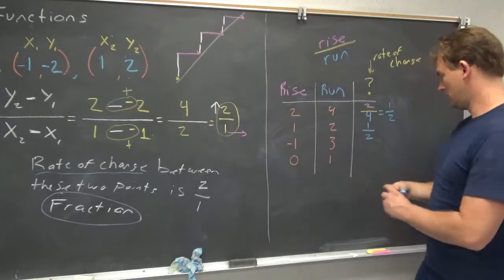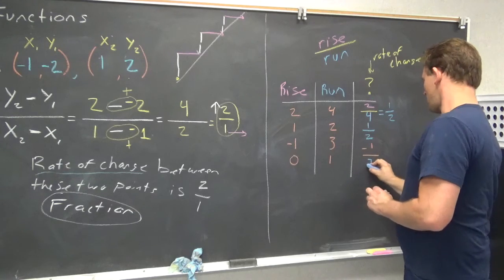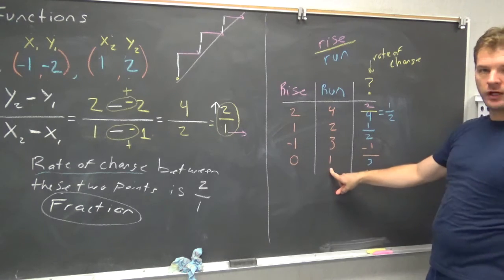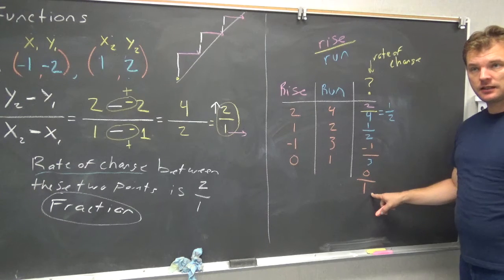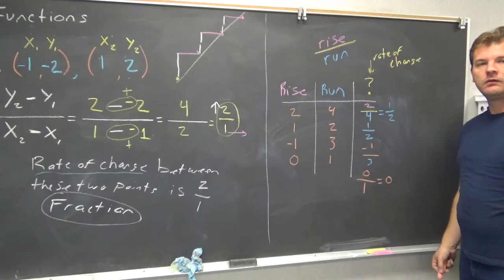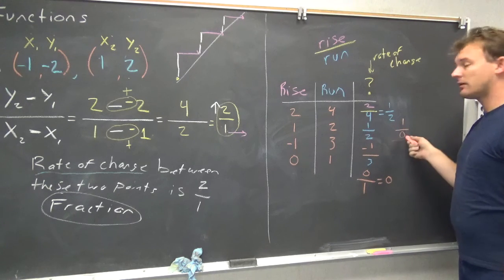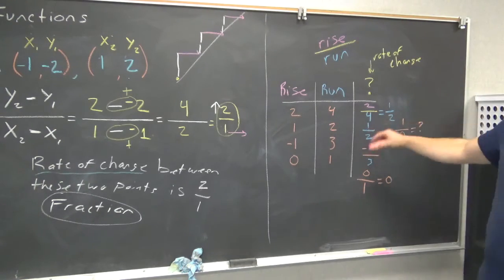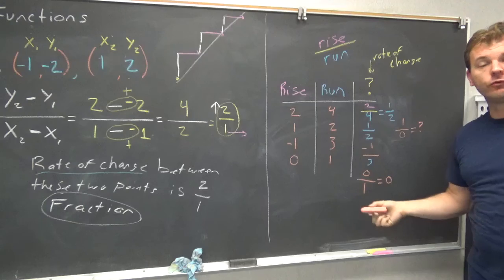What's the rise here? -1 divided by what? 3. What's the rise here? 0. What's the run here? 1. Do you remember what 0 divided by 1 is? It's 0, right? If it was the other way around, if you're dividing by 0, then you have a problem. But be careful. I'm hoping that you're seeing that each rise over run gives you different rates of change.